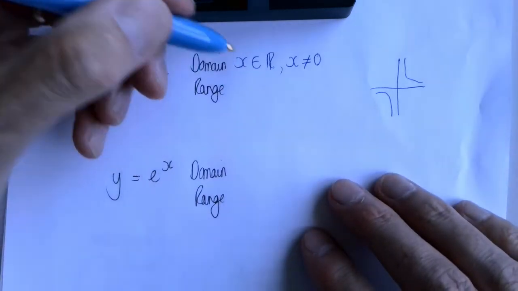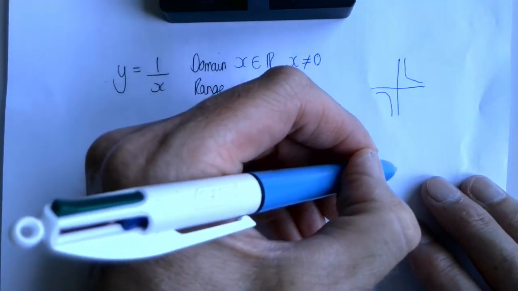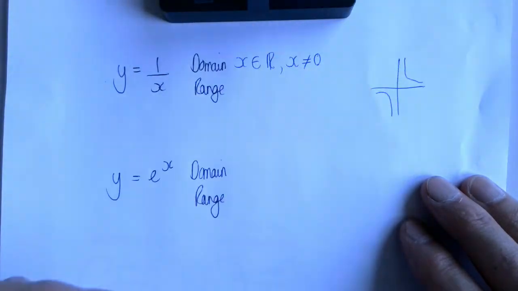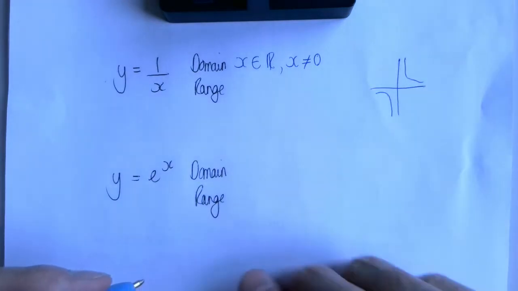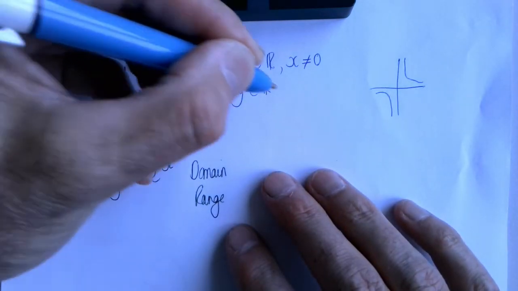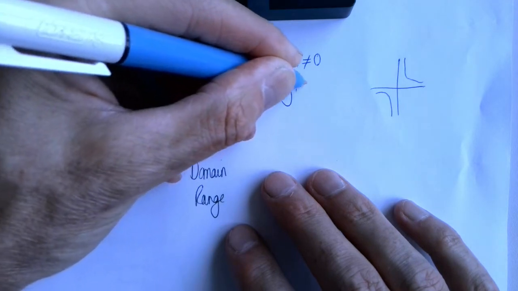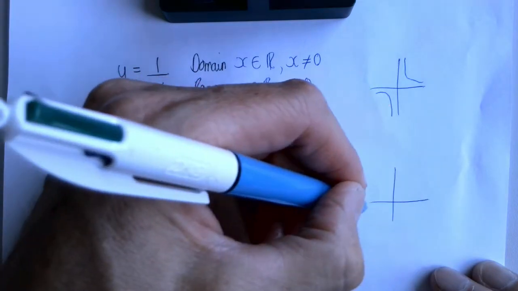And the range is the same, isn't it? We get any number, so we could get any number down to negative infinity and up to positive infinity for y, but you're never going to get y is 0. So the range, y is any number, but it won't be 0. E to the x, well, a little sketch of e to the x.